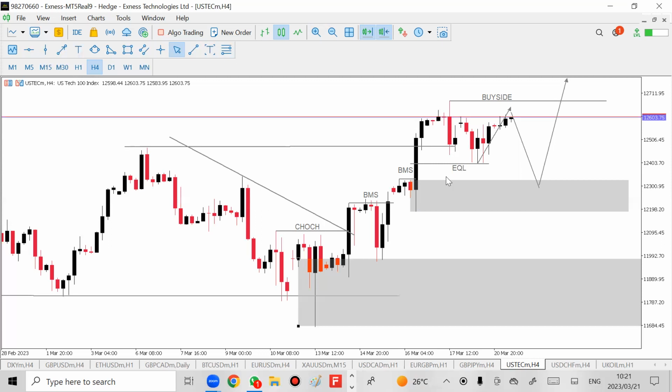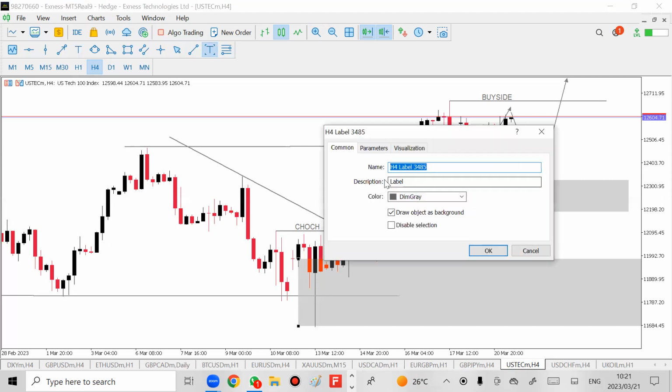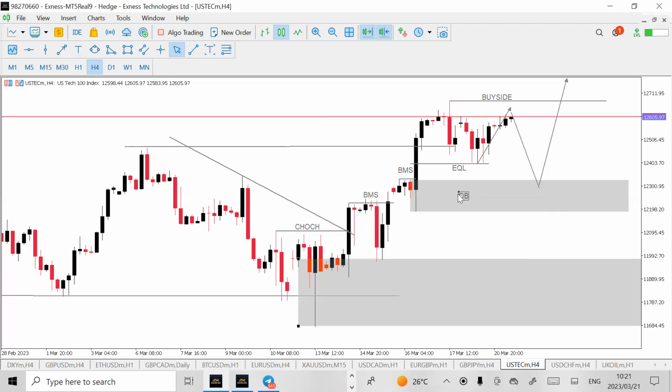When there is liquidity above this order block, this is the OB, we have liquidity above it. So price starts to sweep that liquidity before continuing its way upside. So we have to keep ourselves in the market.